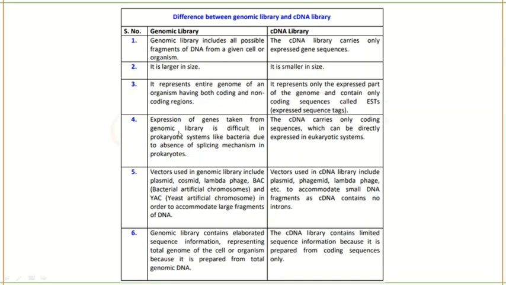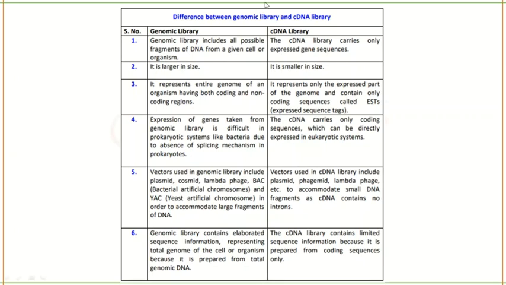Expression of genes from a genomic library is difficult in prokaryotic systems like bacteria due to the absence of a splicing mechanism. Exactly. For eukaryotic genes to be expressed in the prokaryotic system, there is a very big demerit. It cannot be done because eukaryotic genes have introns, and those introns have to be spliced to give you a functional protein. That is not done in the prokaryotic system because there is no splicing mechanism. But in cDNA, there is no such problem because the sequence is already without the introns.